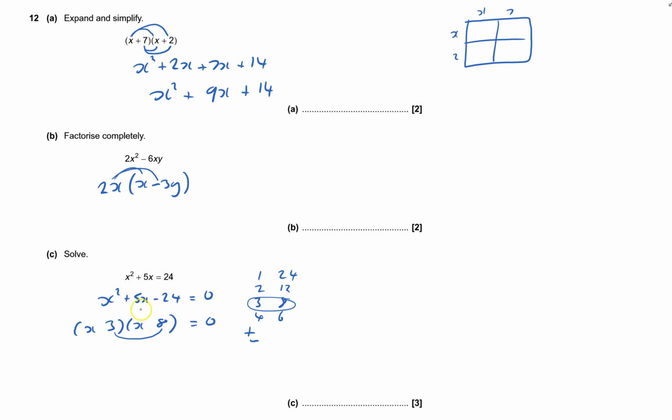And I want it to be plus 5x, so 8, the bigger one, is going to be plus and the other one will be minus. And now I've got something times something equals 0, so that will say that either x minus 3 equals 0, or x plus 8 equals 0. And so that means I add 3 to both sides, that gives me x equals 3, or take away 8 from both sides, or x equals negative 8.